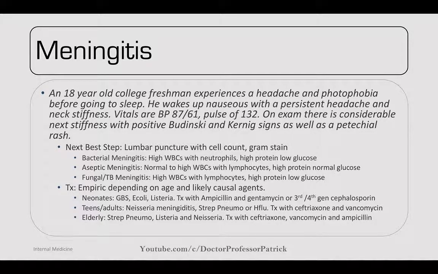For teens and adults, you want to treat for Neisseria meningitidis first, strep pneumo or H. flu, and you want to treat with ceftriaxone and vancomycin. And then in the elderly, strep pneumo is the most common, but Listeria comes into the picture again. So you treat with ceftriaxone, vancomycin, and you add ampicillin.